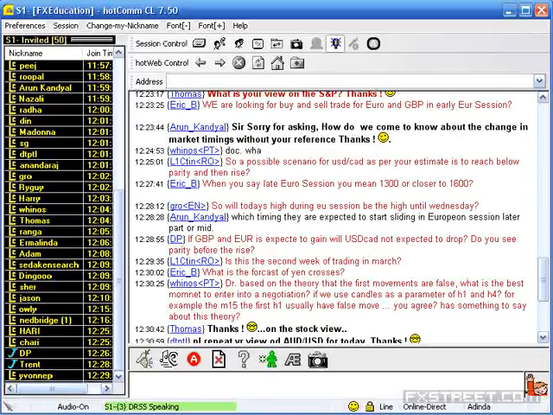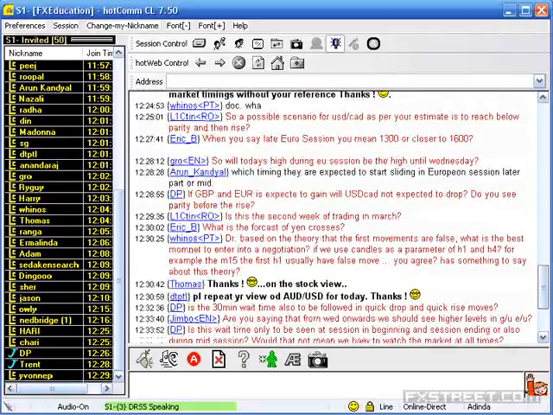So will today's high during the European session be the high until the Wednesday Japanese session? Yes. At what timing are they expected to start sliding in the European session, the later part or the mid part? During the later part of the European session they are expected to drop. Around 11:30 GMT they will start dropping.